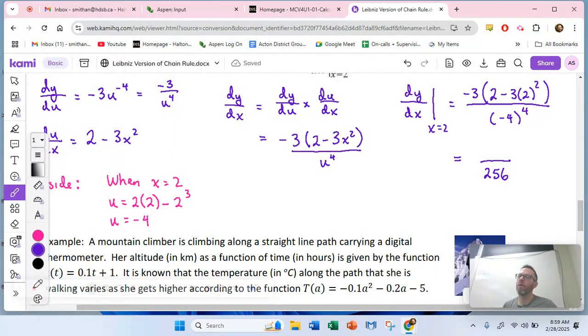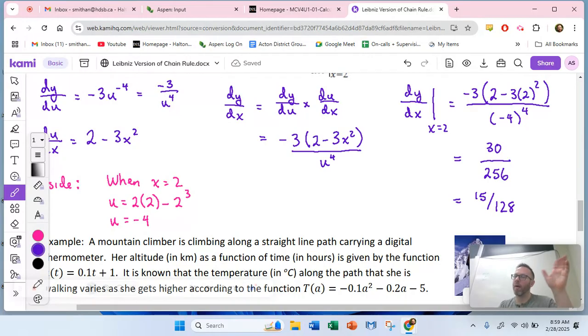Because 2 squared is 4. 3 times 4 is 12. 2 minus 12 is negative 10. Times negative 3 should be 30. 30 over 256. We can reduce that, I guess, to 15 over 128.